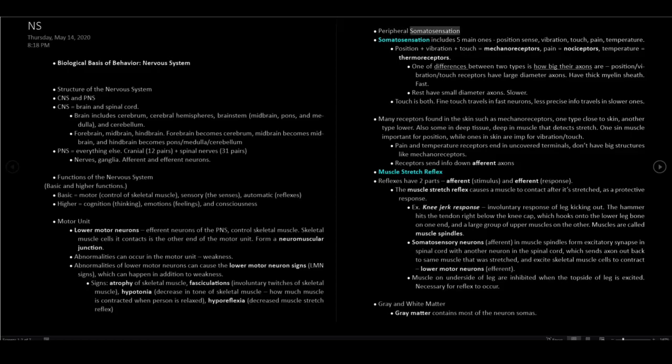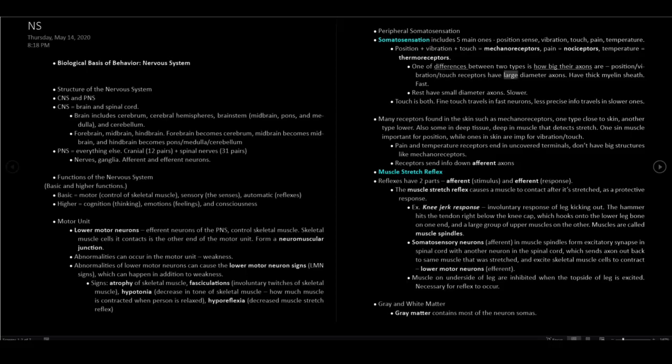Peripheral somatosensation. Somatosensation includes 5 main ones: position sense, vibration, touch, pain, temperature. Position plus vibration plus touch equals mechanoreceptors, pain equals nociceptors, temperature equals thermoreceptors. One of the differences between the two types is how big their axons are.